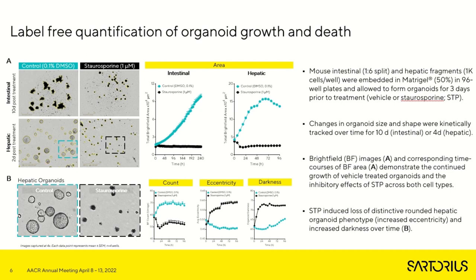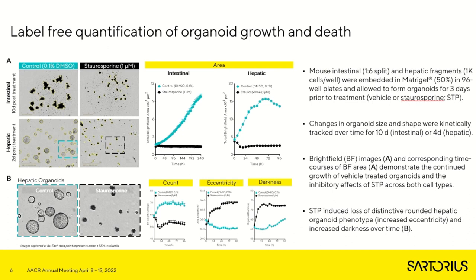To assess the impact of treatments on organoid growth and morphology, mouse intestinal and hepatic organoid fragments were embedded in Matrigel in 96 well plates and allowed to form organoids for 3 days prior to treatment with the protein kinase inhibitor staurosporin. Changes in organoid size, number, and shape were kinetically monitored and quantified over a 4 to 10-day period.